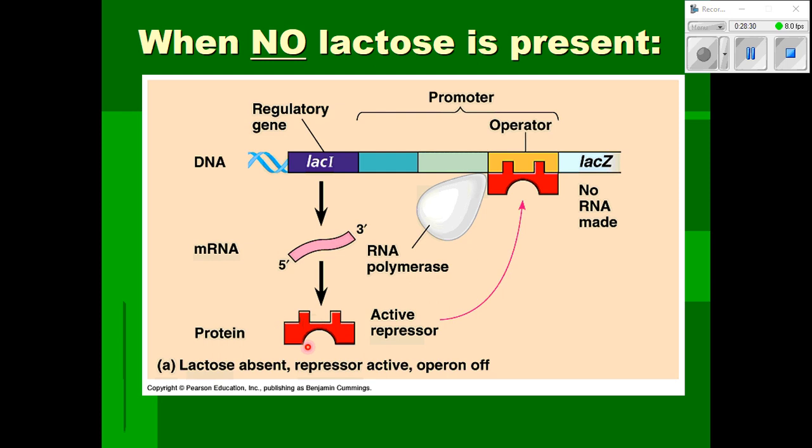So here's the repressor protein, which is coded by the regulatory gene, and it's in its active form. What does that mean? It means that when it's active, it has the right shape that will allow it to bind to the operator. Remember, that's a roadblock. That means RNA polymerase can only attach to the promoter. It cannot get past this roadblock. It cannot transcribe the three genes down here, which means those three enzymes will not be made, which is great. There's no reason to make those enzymes if there's no lactose to digest.